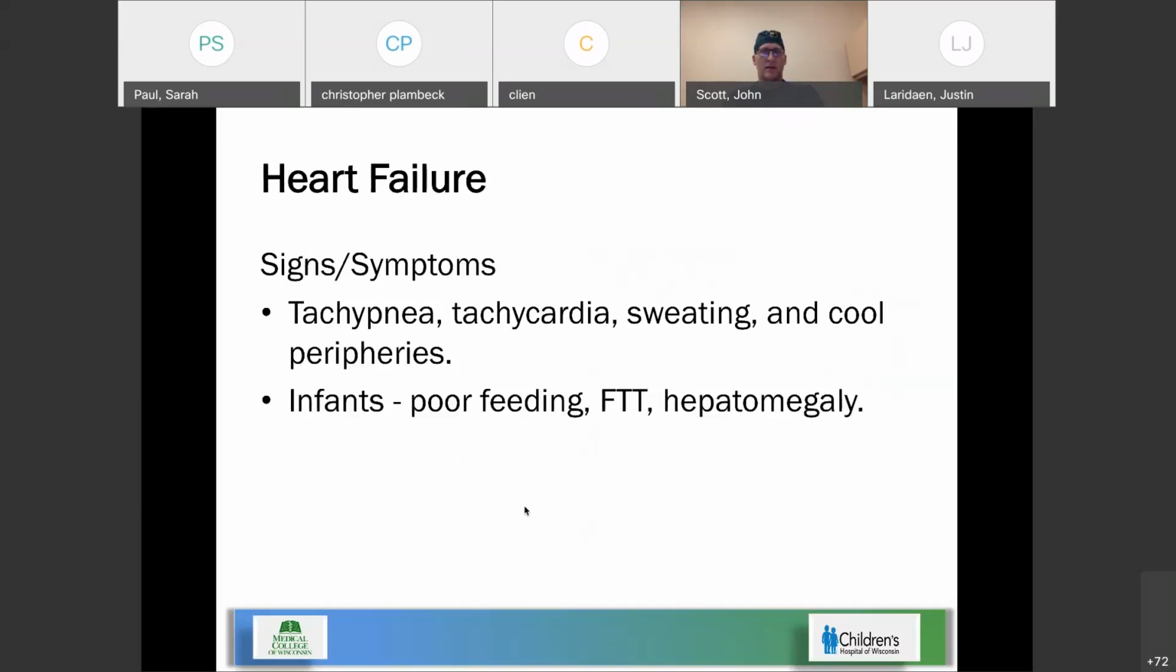So heart failure, I think we're all familiar with the signs and symptoms, but just to review, in children, heart failure is associated with tachypnea, tachycardia, sweating, and cool peripheries. More commonly, what we see are more subtle findings in children, such as poor feeding, failure to thrive, and hepatomegaly.